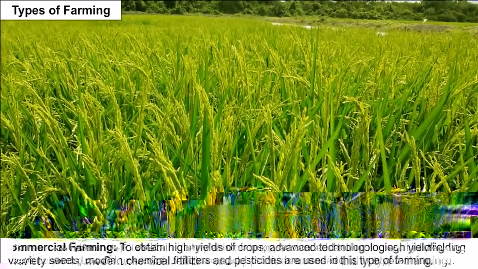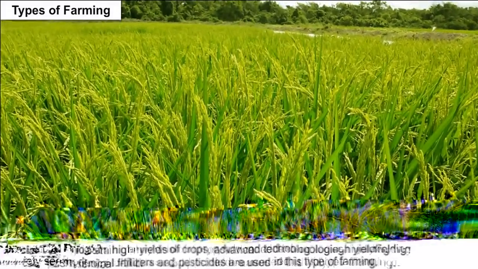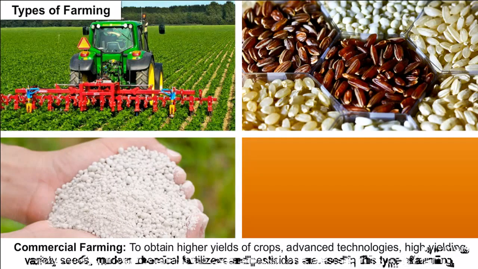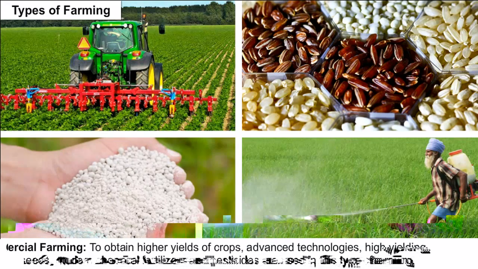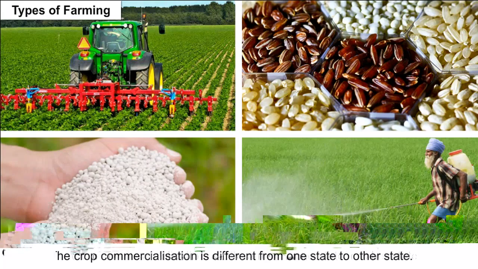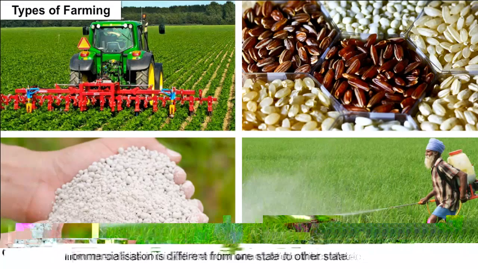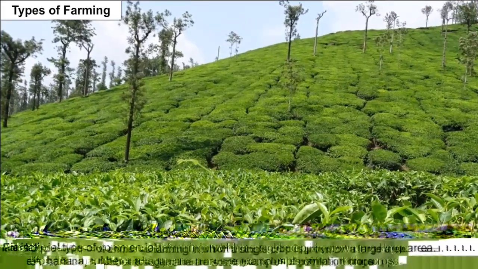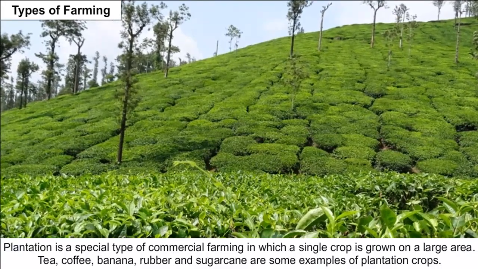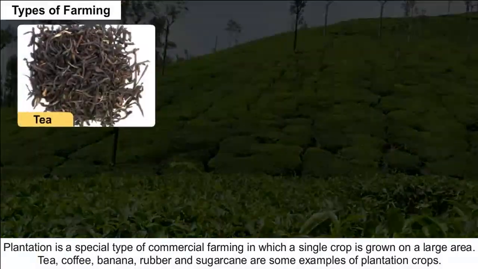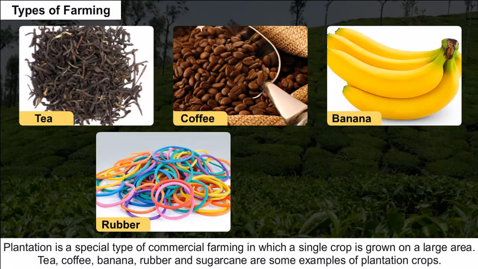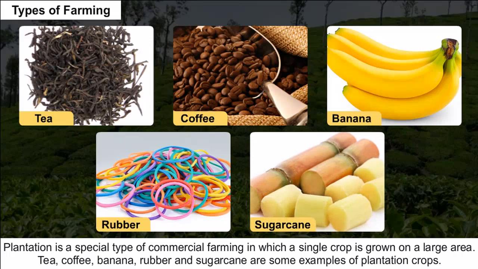Third type of farming is commercial farming. To obtain higher yields of crops, advanced technologies, high-yielding variety seeds, modern chemical fertilizers and pesticides are used in this type of farming. The crop commercialization is different from one state to other state. Plantation is a special type of commercial farming in which a single crop is grown on a large area. Tea, coffee, banana, rubber and sugarcane are some examples of plantation crops.